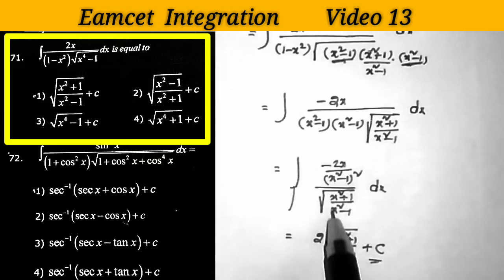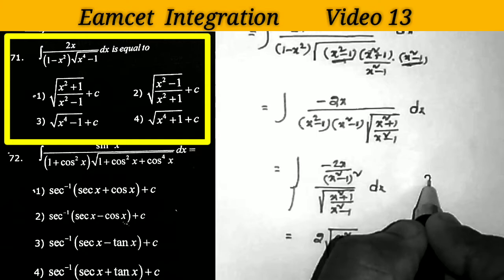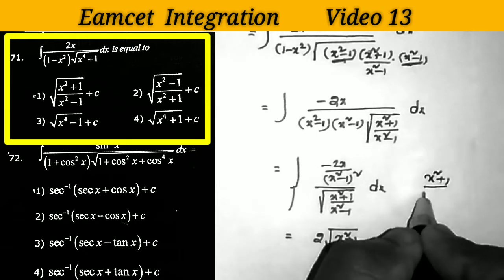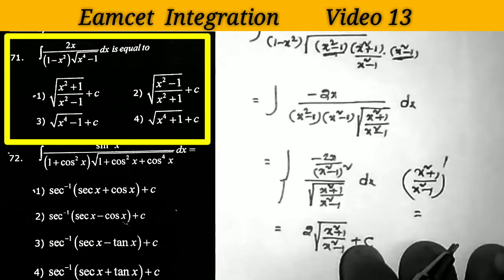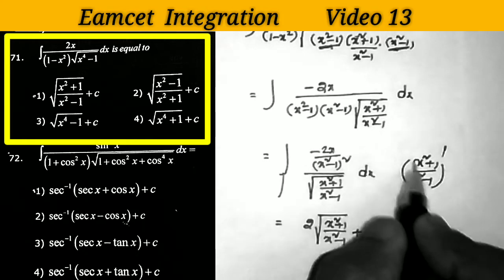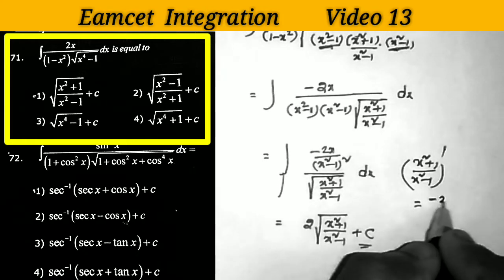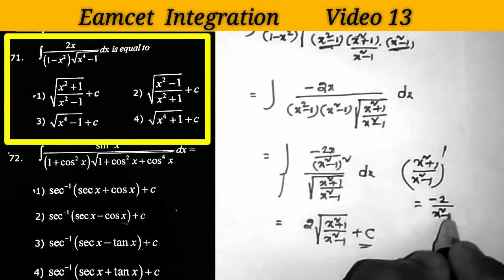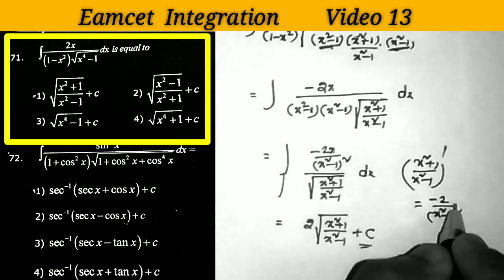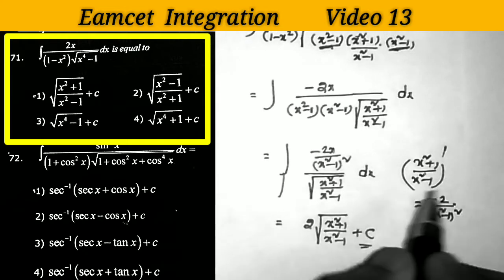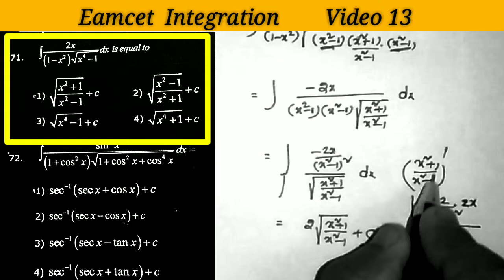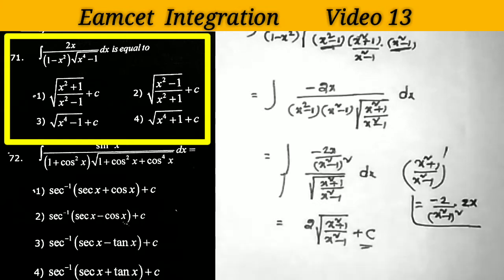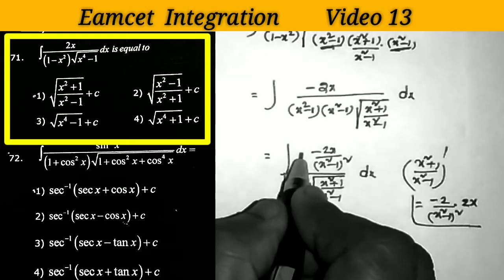Now what is the derivative of this function, (x square plus 1) by (x square minus 1)? Here what is the formula? (AD minus BC) by (CX plus D) whole square. That is (minus 1 minus 2) by (x square minus 1) whole square. Okay, this is a shortcut formula. And what is the x square derivative? 2x. So the derivative of this part is equal to minus 4x. Already here we have minus 2x.